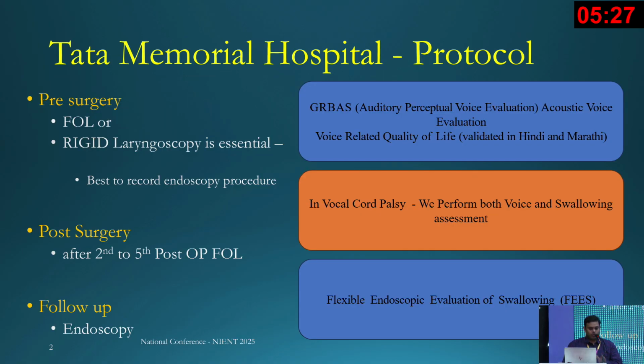So in our hospital, what is the protocol that we generally follow? In pre-surgery, we do either a rigid or flexible endoscopy to assess the pre-treatment status. After surgery, anywhere between the second and fifth post-operative day, we perform a flexible laryngoscopy to assess the status of the vocal cords. During that time we assess not only voice but also swallowing, to initiate management if there are any swallowing disorders. We mainly perform flexible endoscopic evaluation of swallowing in these individuals, as we expect mainly pharyngeal-related swallowing disorders. In follow-up, regular endoscopy is performed.